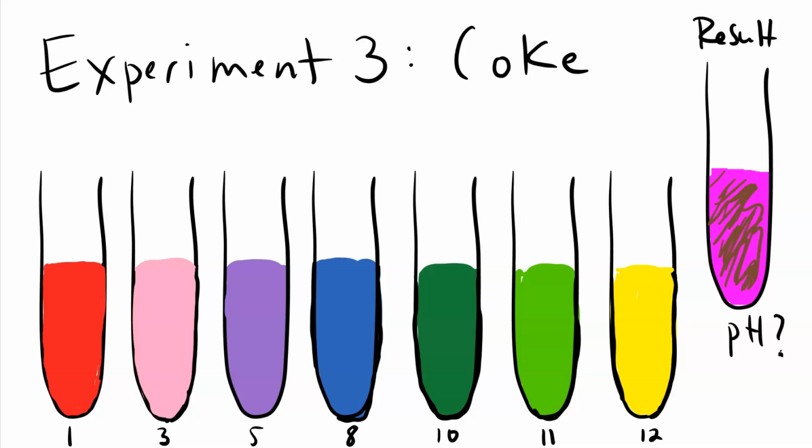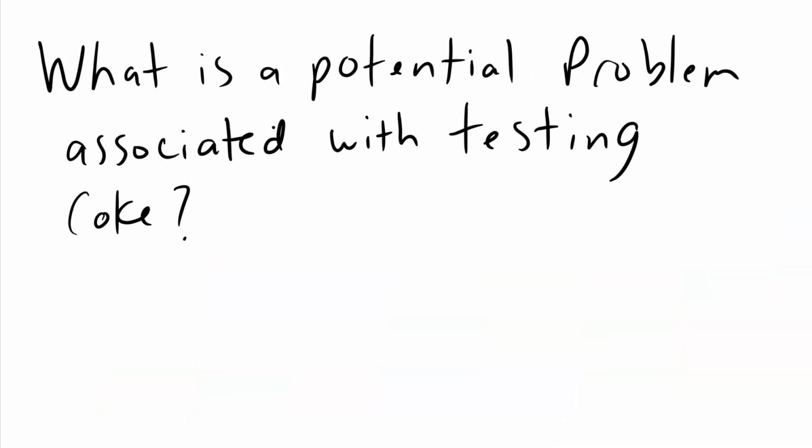So you compare that to your results, and this is the first sort of funky result that we get. What do you make of this? Your result is sort of a magenta color, but it's also kind of brown. So what is the potential problem associated with testing Coke? And I guess I can make that extension to testing anything in a colorimetric assay that is already colored.